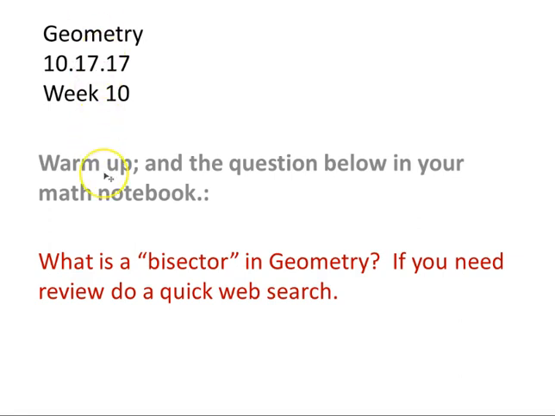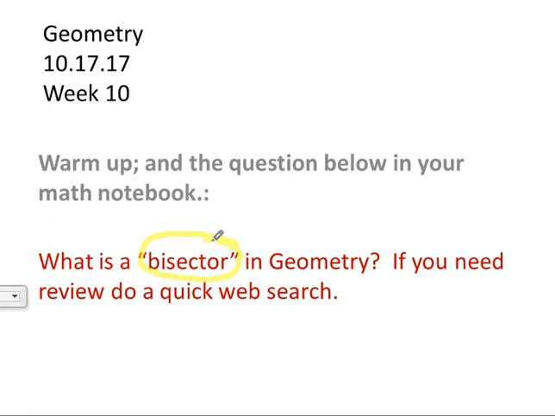All right, so the warm-up question this week is more based towards a term that we use a lot in geometry. And we are going to see this term a lot this week, and that term is bisector. So I want you to write in your math notebook, what is a bisector in geometry? So define it. What does it mean in geometry? And if you can't remember what a bisector is in geometry, do a quick web search.